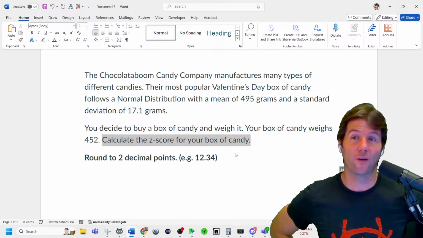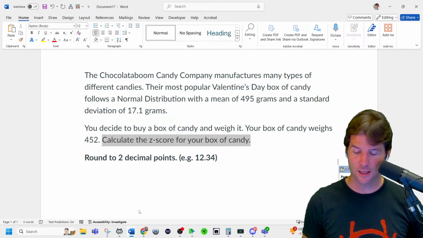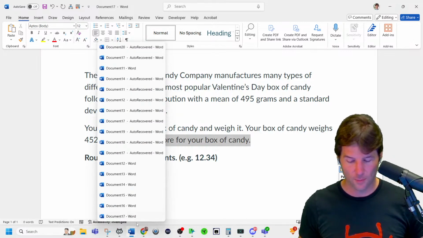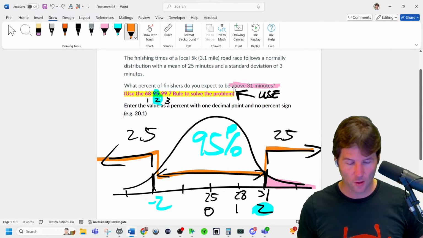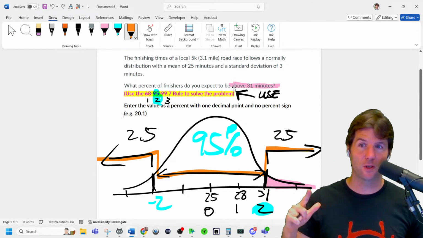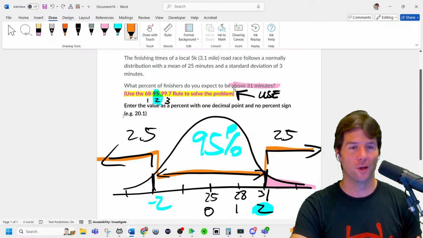Because it was greater than. It said above, right? It says what percent of runners are above 31 minutes. Thank you for asking, Noel. Above would be to the right of it. Took longer, above. So what percent?